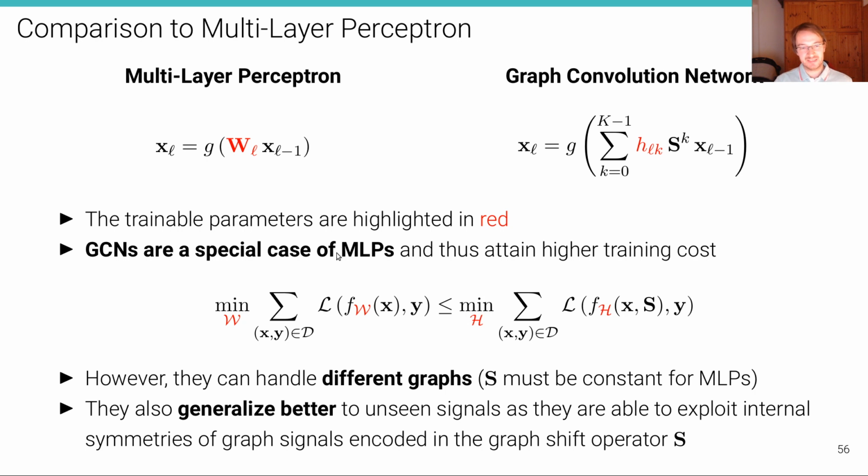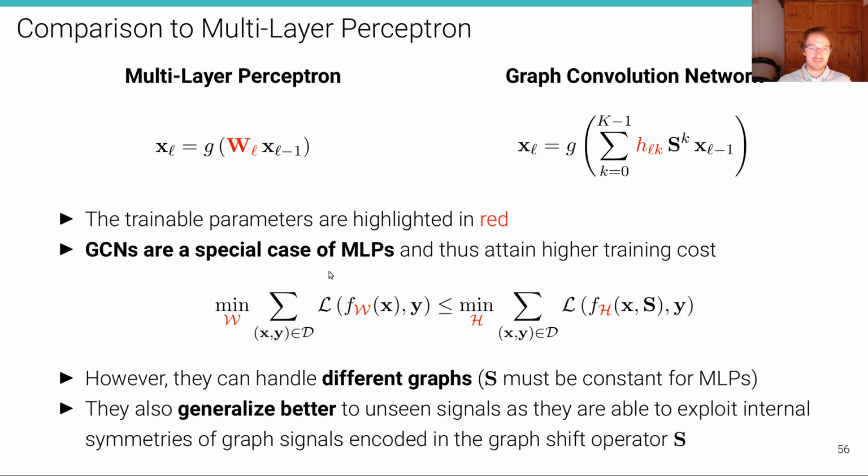Now, as GCNs are a special case of MLPs, they attain a higher training cost. In other words, over the training set, and now in this case we are using the same graph representation S for all the data points, because otherwise an MLP couldn't execute on different graphs, because an MLP is by definition not permutation equivariant as a graph convolution network is.